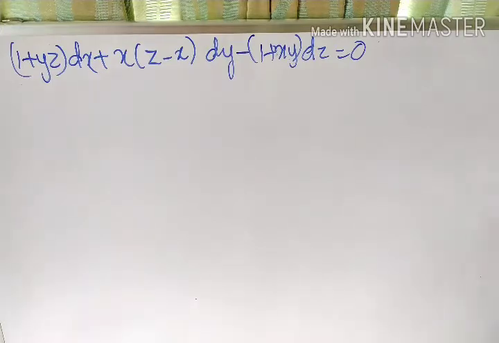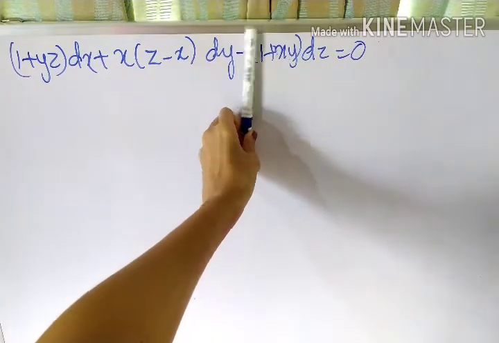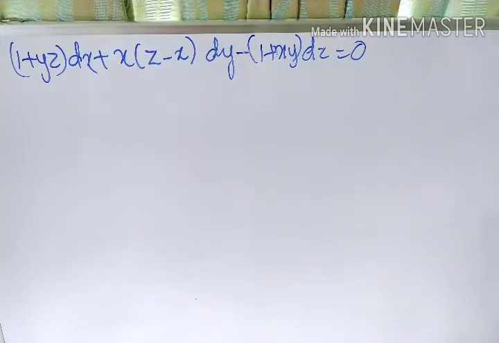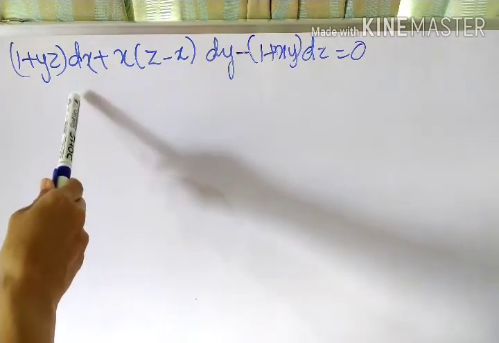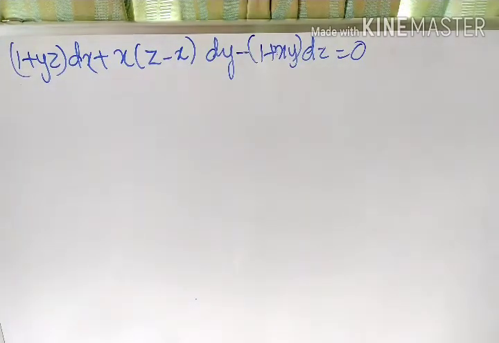If I take z to be a constant, then dz will be equal to 0. The remaining Pfaffian differential equation will be (1 + yz) dx + x(z − x) dy = 0. If you integrate that, z is a constant so there's no problem, but underneath dx we'll get a term x(z − x). So we'll have to use partial fractions. It's a little bit complicated, but you have to use partial fractions and then integrate.